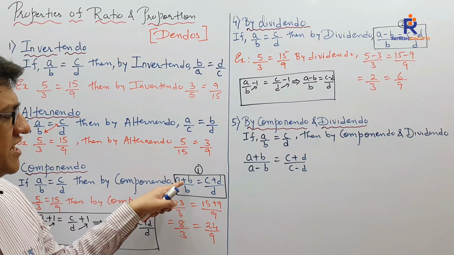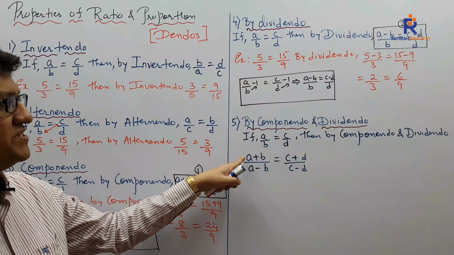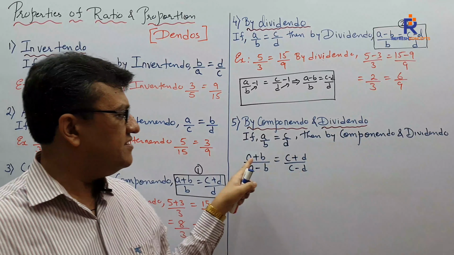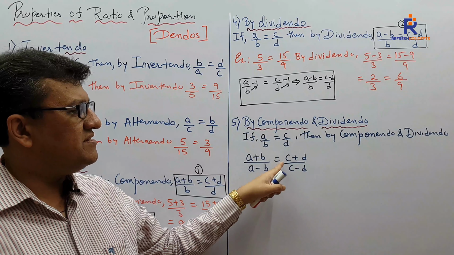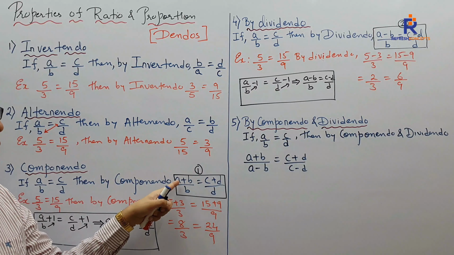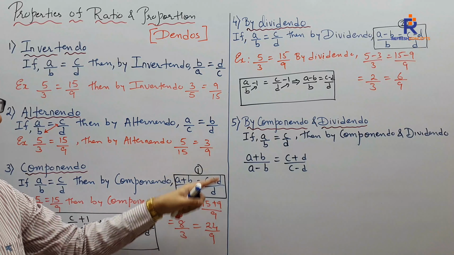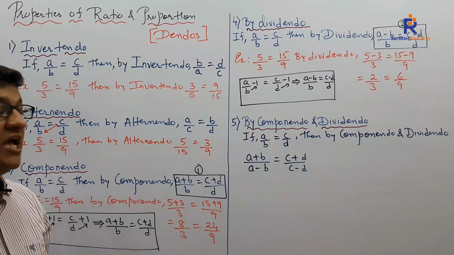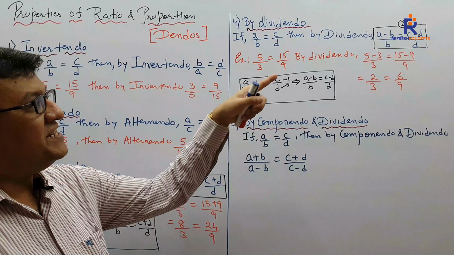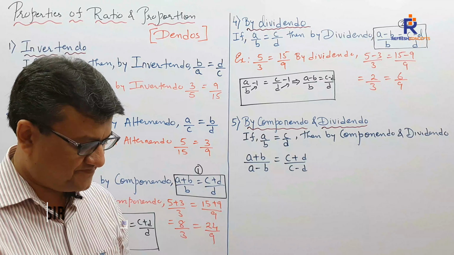On dividing 1 by 2, A plus B by B upon A minus B by B, the B's get cancelled off. What am I left with? Componendo dividendo. If A by B is equal to C by D, then by componendo dividendo, A plus B upon A minus B is equal to C plus D upon C minus D. How did it come? We just divided 1 by 2. Whatever happens on the LHS, the same thing happens on the RHS. D gets cancelled off, and we get C plus D upon C minus D.